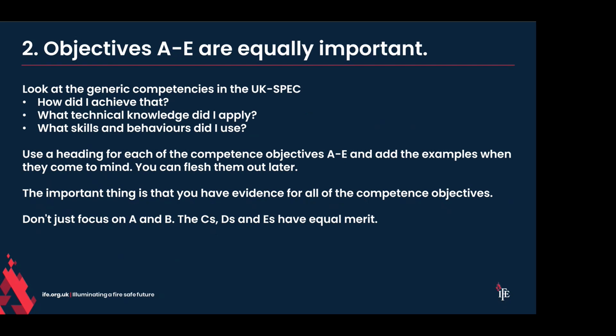Number 2, objectives A through E are equally important. So it's important to think of examples or case studies that you're particularly proud of, situations you've handled professionally, tasks you've done really well, or problems that you've helped to solve. You need to remember that these A to E competencies are about you. So you may find that some of your examples fit into more than one competency area. Others may be more specific.